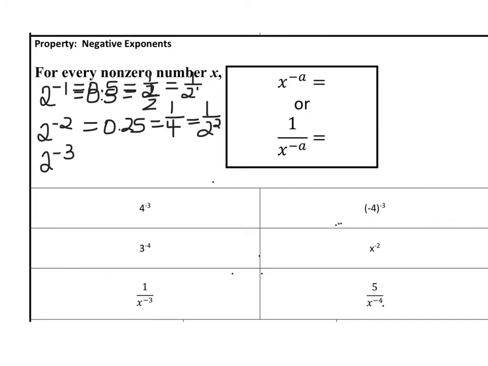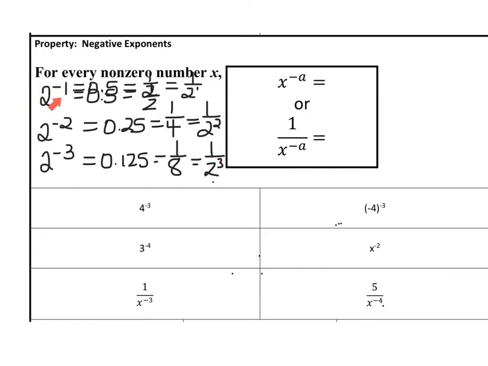2 to the negative 3 on my calculator is 0.125. As a fraction, that's 1/8. And I can write 8, if we remember from our first unit, as 2 to the third. So let's look at our fractions. Look at the denominator of our fraction. 2 to the first would be the same thing. This is 2 squared. I have 2 to the negative 2. This is 2 to the third. I have 2 to the negative 3.